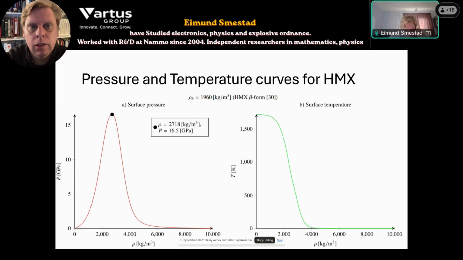Pressure and temperature curves for HMX. Surface pressure peaks at high gas densities. Temperature remains approximately constant for low gas densities, then drops to zero for high gas densities. For comparison, the density of HMX is 1960 kilograms per cubic meter.